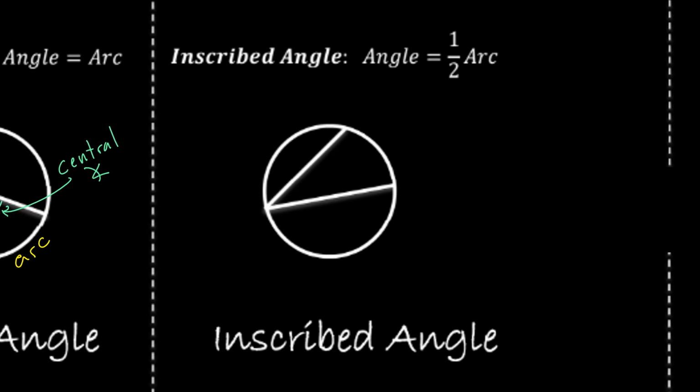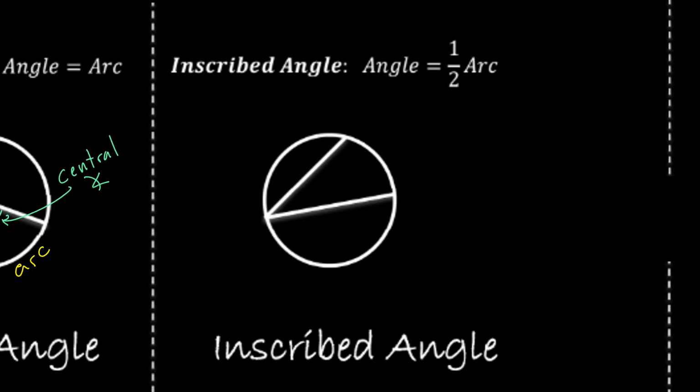Now, inscribed angle. Again, where is an inscribed angle located? Now don't just say inside the circle, say in the side of the circle, right? In the side. Inscribed is in the side. So this here is our inscribed angle.